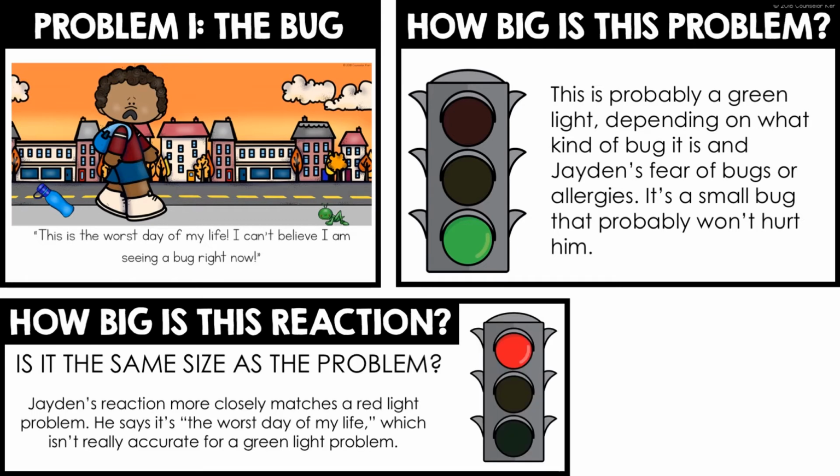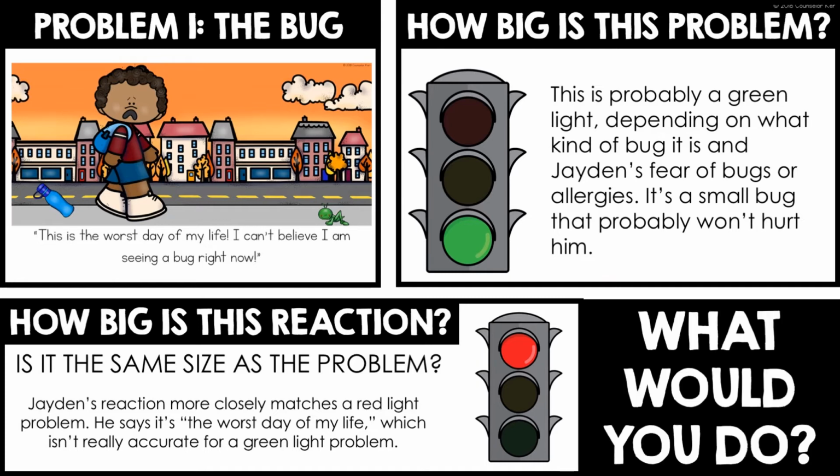Jaden's reaction more closely matches a red light problem. He says, "This is the worst day of my life," which isn't really accurate for a green light problem. What would you do if you saw a bug?